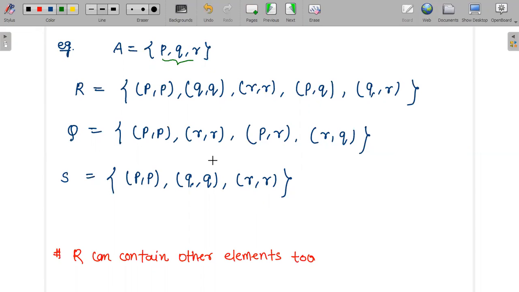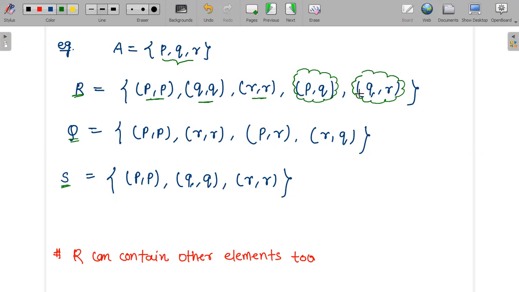If we are looking at whether a relation is reflexive or not, then obviously we are looking for ordered pairs like P comma P, Q comma Q, and R comma R, the relation of elements with themselves. If you look at these relations R, Q, and S respectively, in relation R we have PP, QQ, and RR as ordered pairs. In relation R, there are some other uninvited guests: P related with Q as well as Q related with R.